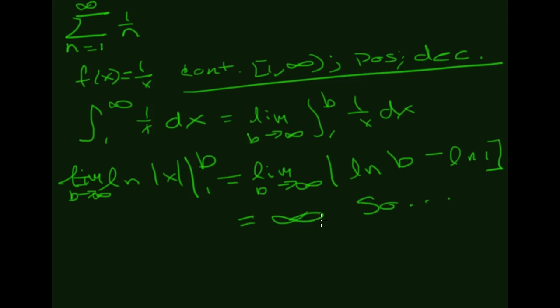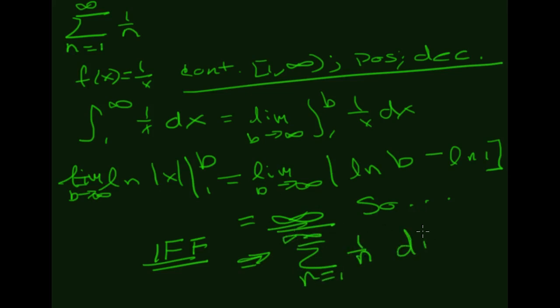So, because the integral test is if and only if, if this is going off to infinity, this means that the series has to diverge. Okay, again, not the easiest test in the world. Normally on the AP exam, you just say that the harmonic diverges because it's the harmonic. But here is another proof that the harmonic diverges.